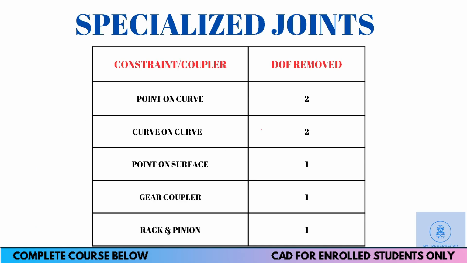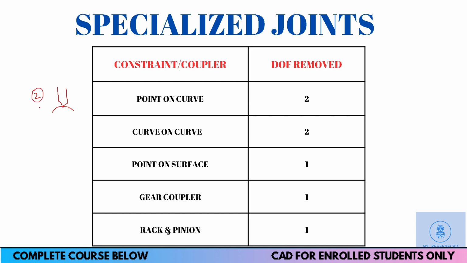Moving forward, we have some specialized types of joints, and we are going to define or make these joints in the practicals when we move forward. So the first type of joint or a coupler is point on curve. If you see this diagram here, I'm making this curve and I'm making this diagram, which is also a link, and there is a point connection here. So this is point on curve constraint. This curve and point are constrained. So this will remove 2 degree of freedom. It won't allow 2 degree of freedom. It will actually remove 2 degree of freedom, right?